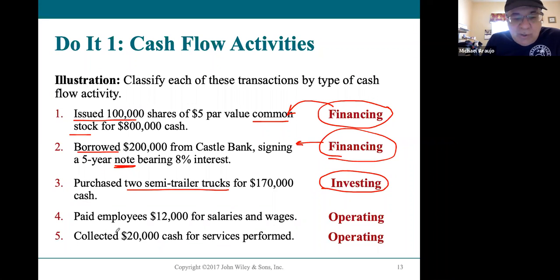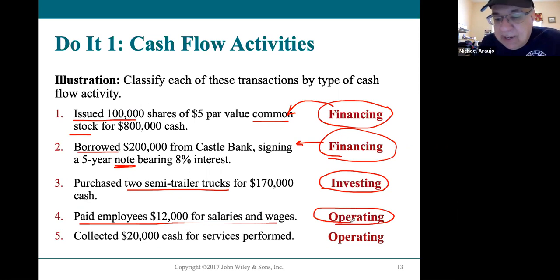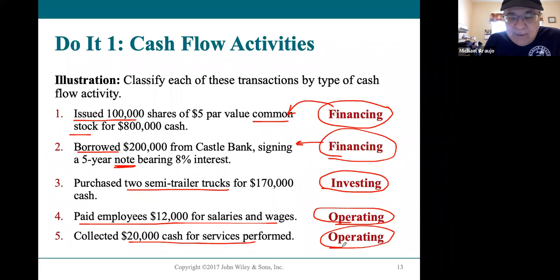And the last two here, we paid employees, so we have a salaries and wages expense. That's an expense. That's an operating activity. And here we performed services and collected cash for that. That's revenue. That's an operating activity.